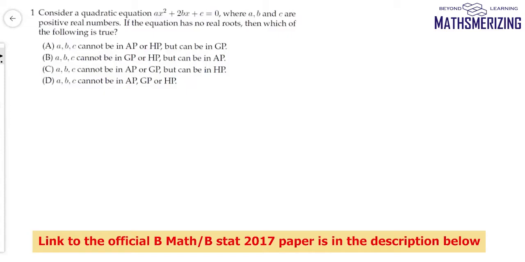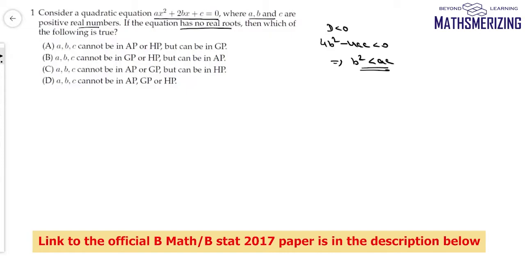Now the first question is, consider a quadratic equation ax square plus 2bx plus c equals 0, where a, b, c are positive real numbers. Then if this equation has no real roots, then which of the following options is true? Now we know that any quadratic equation has no roots when D is less than 0. So if I write D, it will be simply 4b square minus 4ac is less than 0. That is, b square is less than ac.